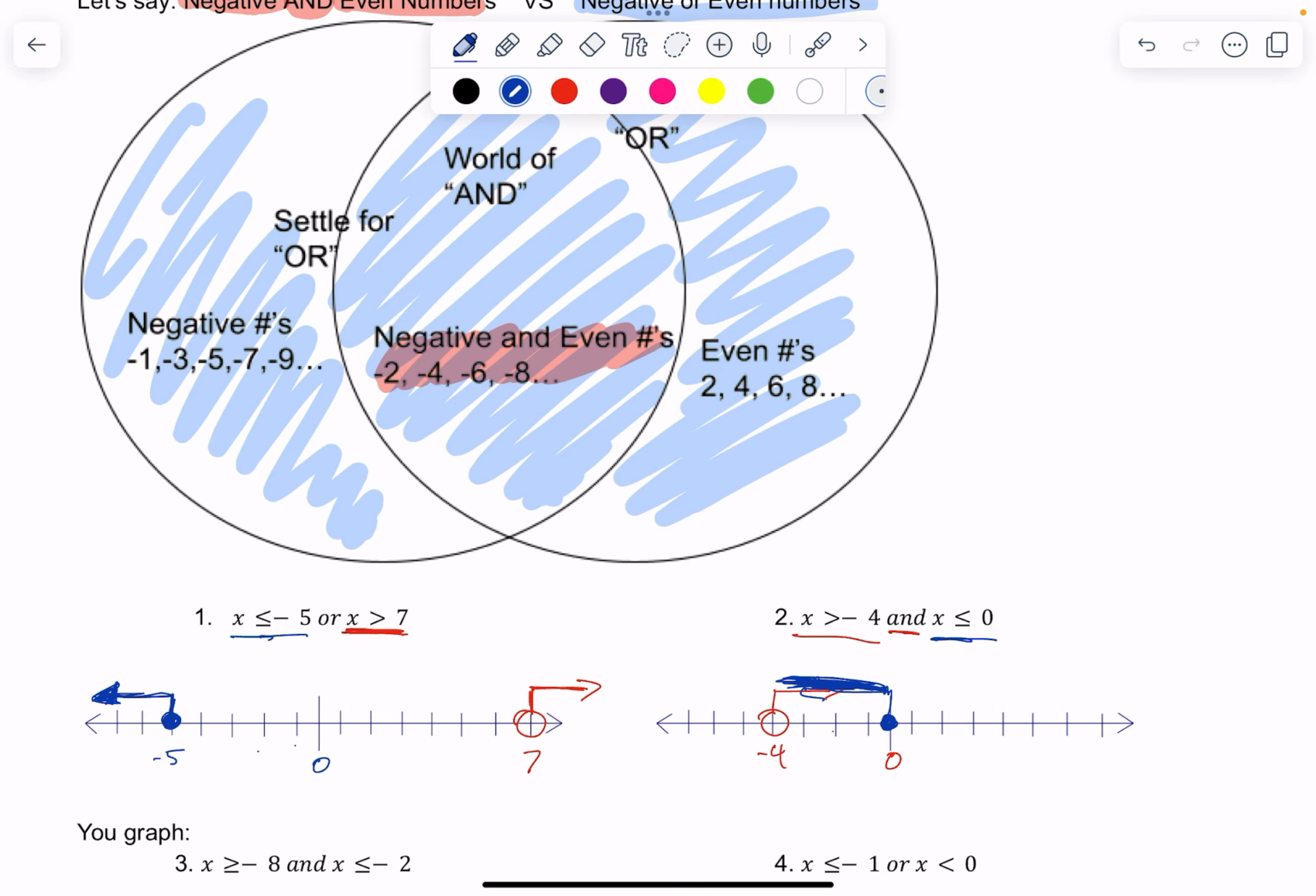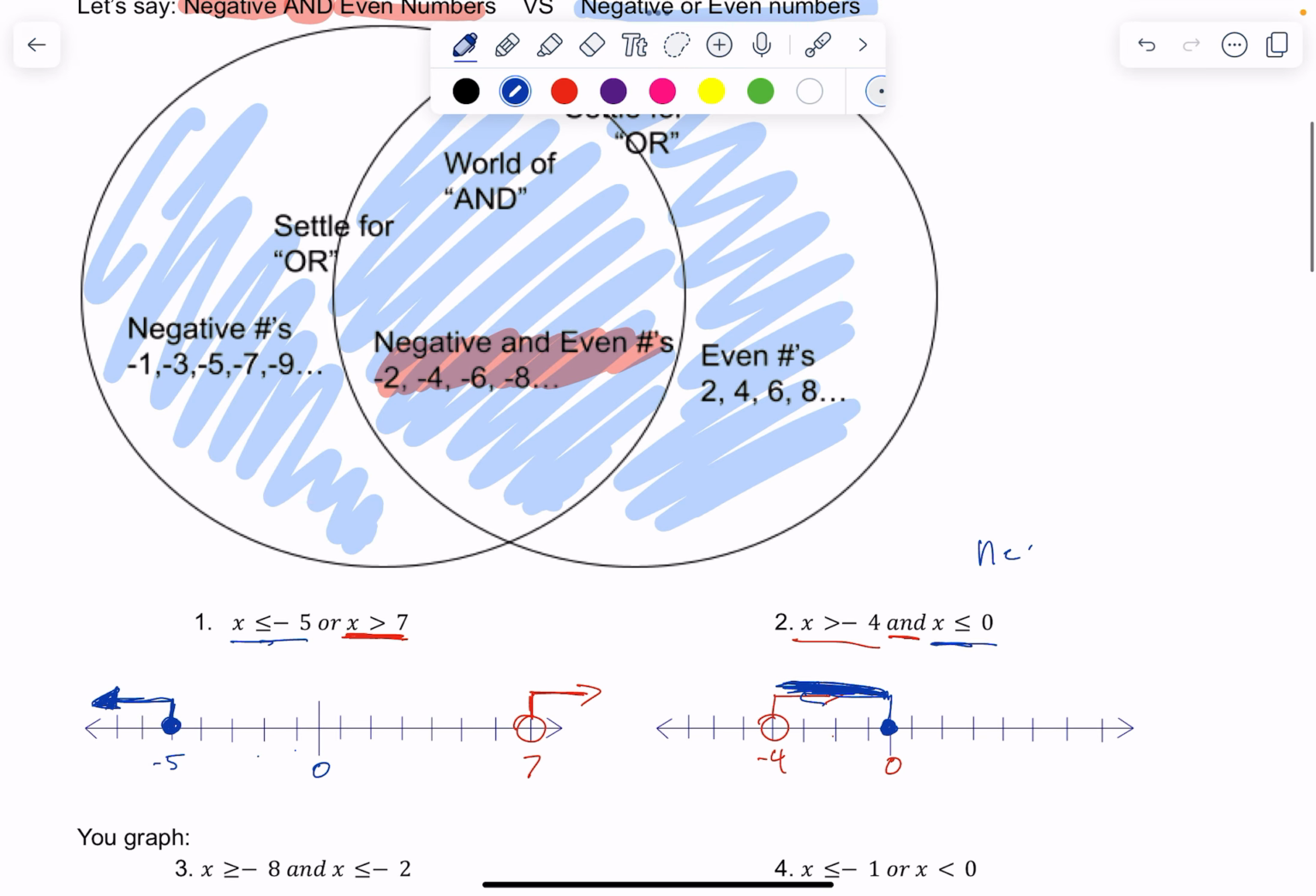Because anything greater than 0 might make this true, but it will not make this true. And since I did an and statement, it needs to be both true. Needs both to be true.